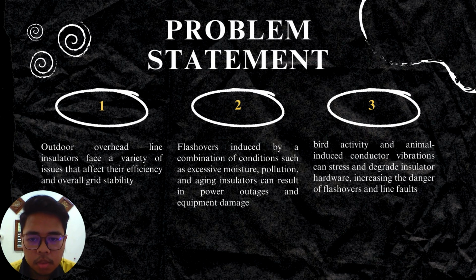Next is the problem statement. There are three problem statements. First, outdoor overhead line insulators face a variety of issues that affect their efficiency and overall grid stability. Second, flashovers induced by a combination of conditions such as excessive moisture, pollution, and aging insulators can result in power outage and equipment damage. Third, bird activity and animal-induced conductor vibration can stress and degrade insulator hardware, increasing the danger of flashovers and line faults.